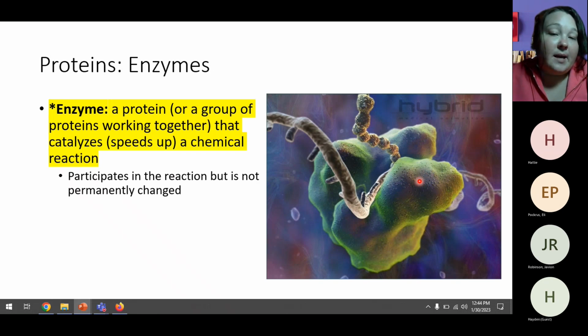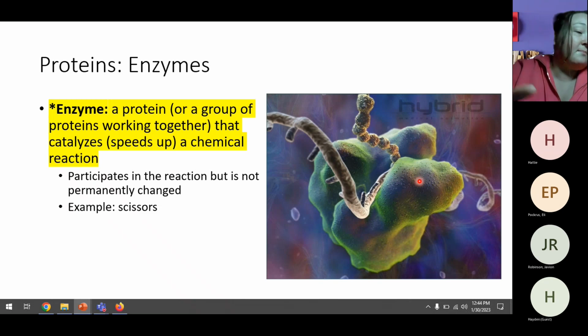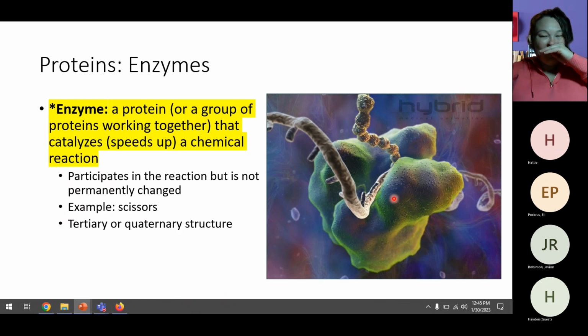Enzymes participate in the chemical reaction, but they are not permanently changed, much like scissors. Where are my scissors? Here we go. Where's my paper? Oh, well, I have my bowl from lunch. Okay, so the scissors have a sharp part that's what actually does the job, and they can cut things like that. The scissors are doing the cutting, but they are not permanently changed. You can use them over and over again. Much the same way, enzymes participate in chemical reactions, but they are not permanently changed. They can be used over and over and over again.